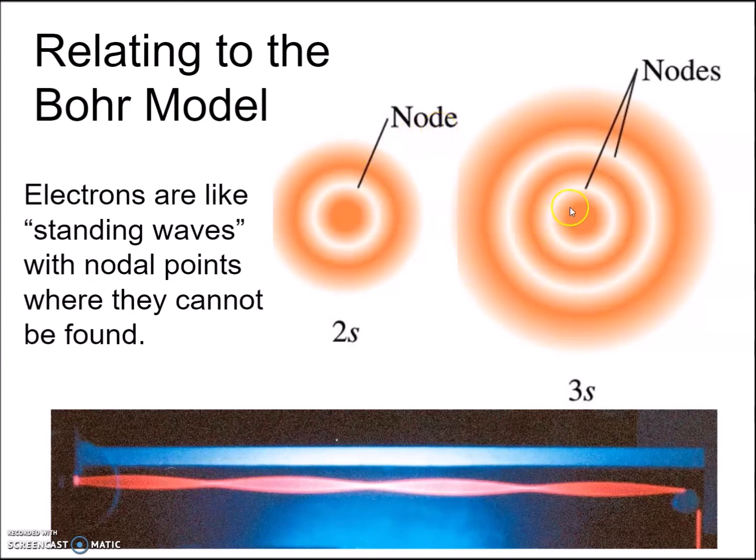Or consider this picture where there's 3 concentric s orbitals, the 1s, the 2s, and the 3s. The spaces in between those orbitals are where you're very unlikely to find them. It's just like a standing wave's nodal points where there's no movement. So there actually is a relationship between the Bohr model and the quantum mechanical model. We're not throwing Bohr out. We're just expanding upon it.